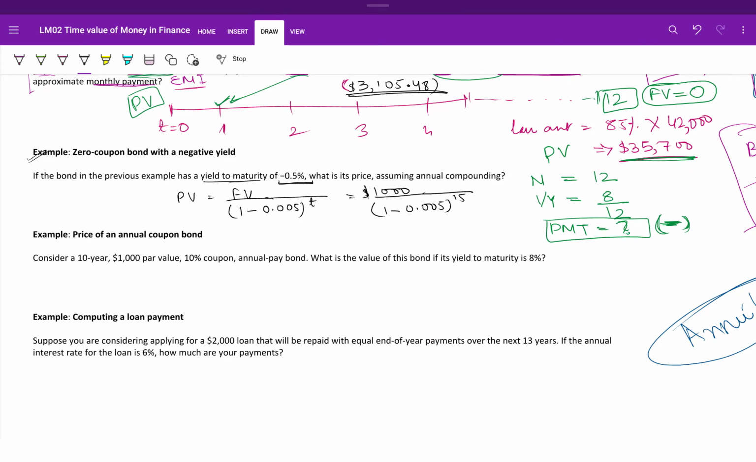Okay, this is a bonus from the previous one. What is the price? Price is the present value. So they are asking what is the price assuming annual compounding. And PMT is zero because this is a zero coupon bond. Yield is I/Y. We have minus 0.5.